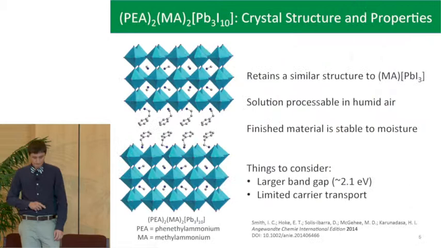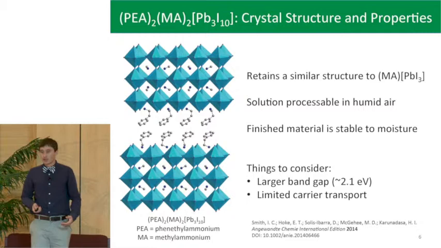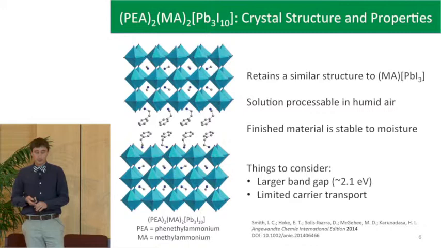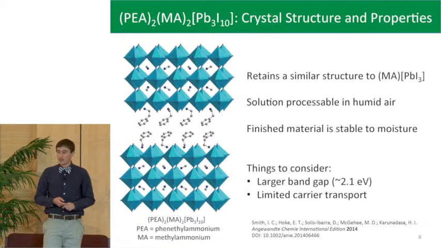So I was able to synthesize this material shown here. This is a crystal structure that we collected and solved ourselves. It is phenethylammonium methylammonium lead iodide, the n equals 3 perovskite. Like I said, it retains a similar structure to the three-dimensional perovskite and will hopefully then have very similar properties. It is solution processable like the three-dimensional material.